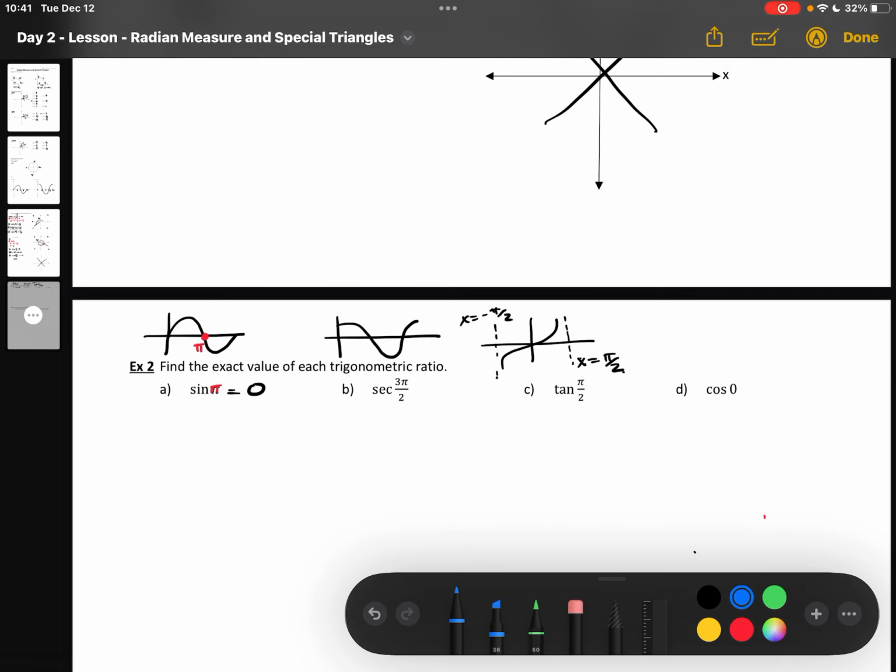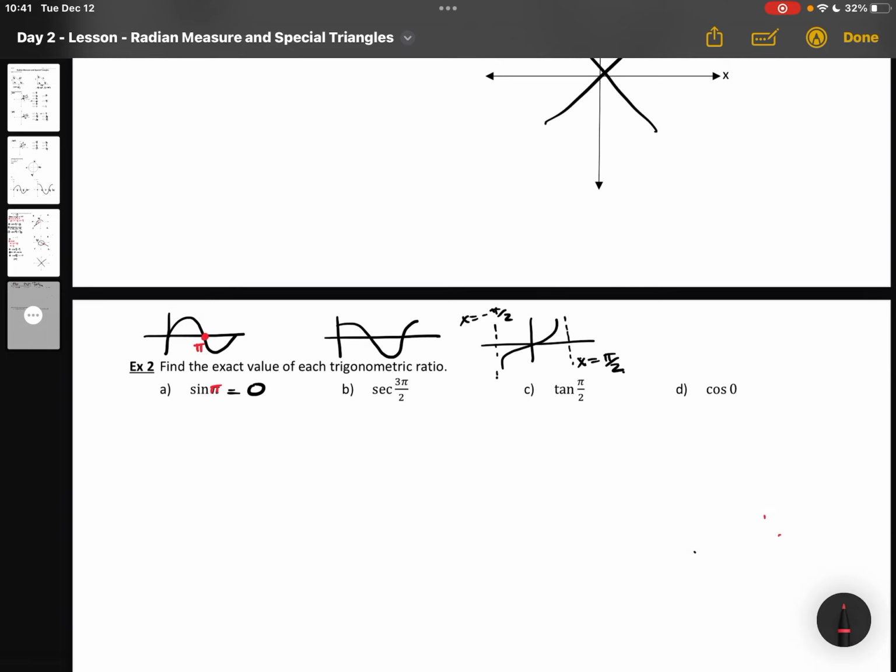The next one, I guess I can keep using red because I'm doing different questions. 3 pi over 2. That is the same as 270 degrees. That is right here on this graph. Okay, on the sine graph, it would be right here. And so based on my graph, I can see that the cosine of 3 pi over 2 is equal to 0. So then my secant ratio, when I flip that, is going to be undefined.